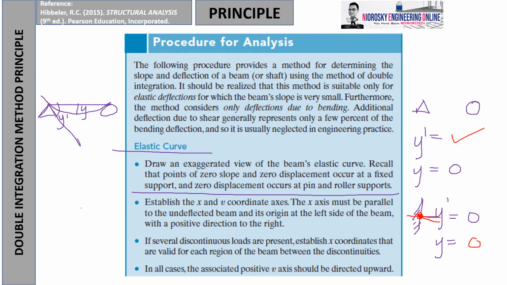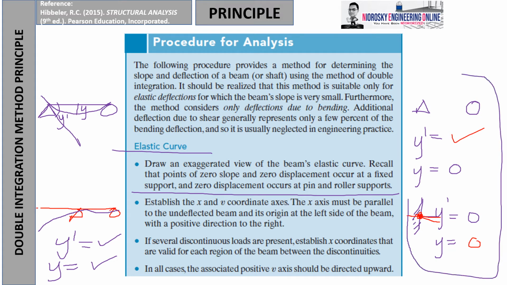But of course, if you have an overhang, for example, the tip of the overhang will deflect, okay? Parang ganyan. So both of them, y prime and y, are present. You should have both values. So sa support system dito tayo magpo-focus, okay? This will be the evaluator of our arbitrary constants.